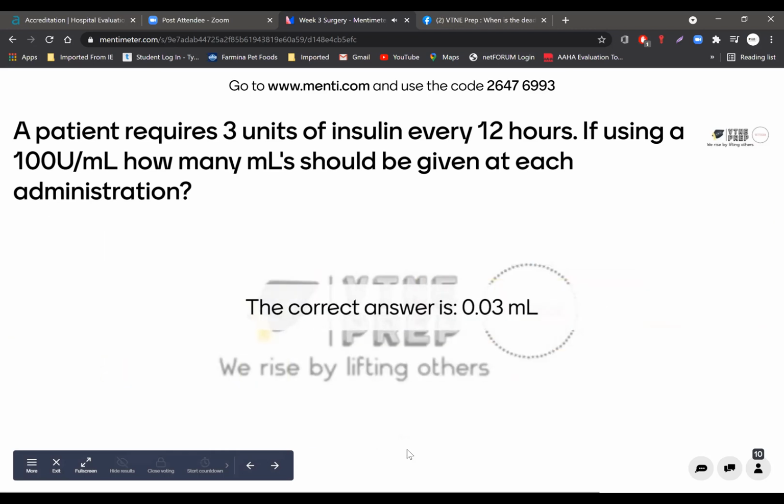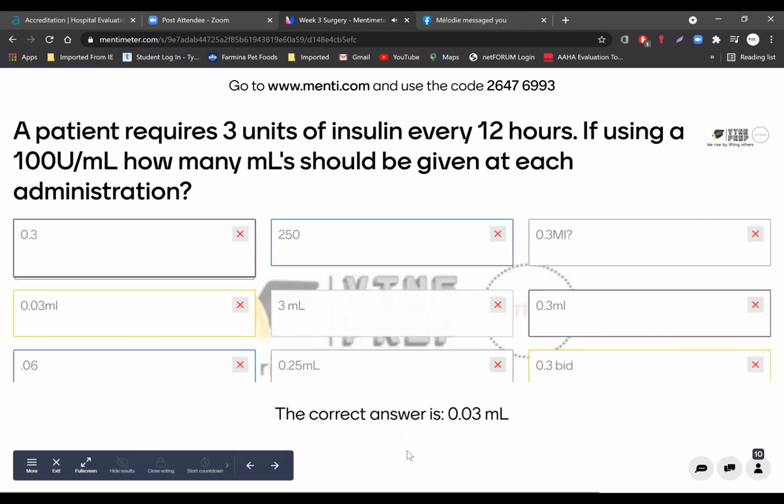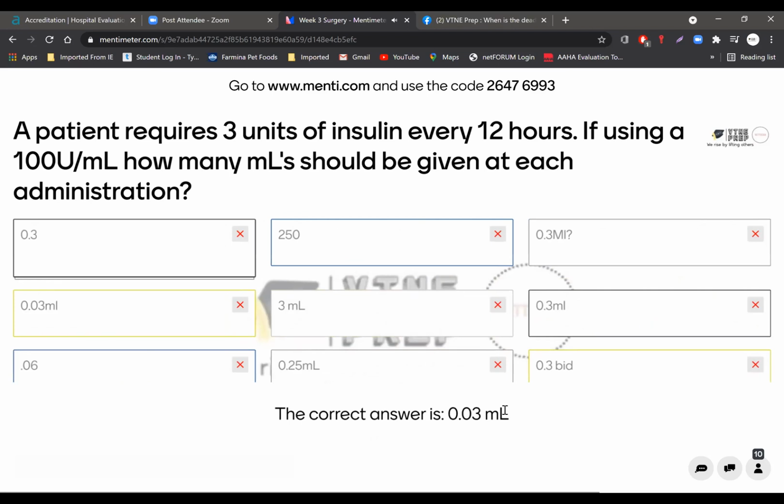Oh, we got some people good. So yeah, some people got it here. Good. Yes, so if it is 100 units in a mil, that means that in that 1 mil, we can fit 100 units in there, right? So if that animal needs 3 units, that means that 0.03 mLs would equal 3 units. All right. Good job.